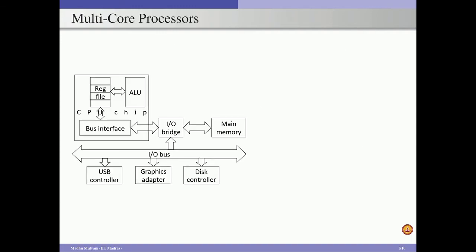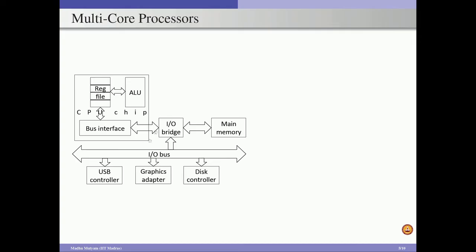So, what is a multi-core processor? If you see a single core system, we have a set of registers called a register file, we have functional units, and we have the interconnection network connecting different components. The register file is connected to the external components by using this bus interface, and there is an interconnection between this register file and the ALU or the functional units. Similarly, there is an IO bridge which is connected to the main memory.